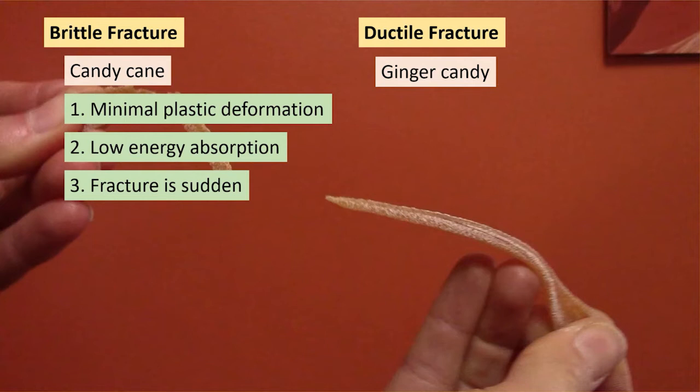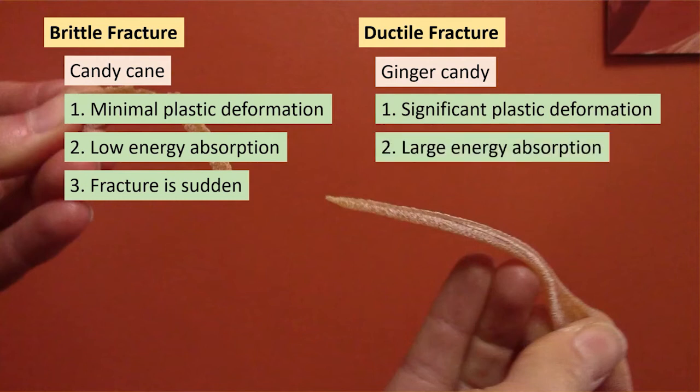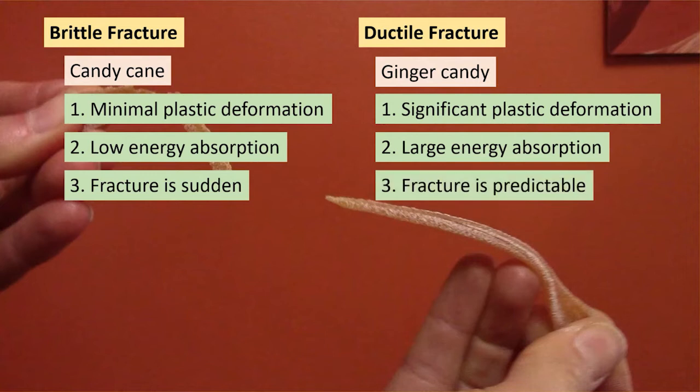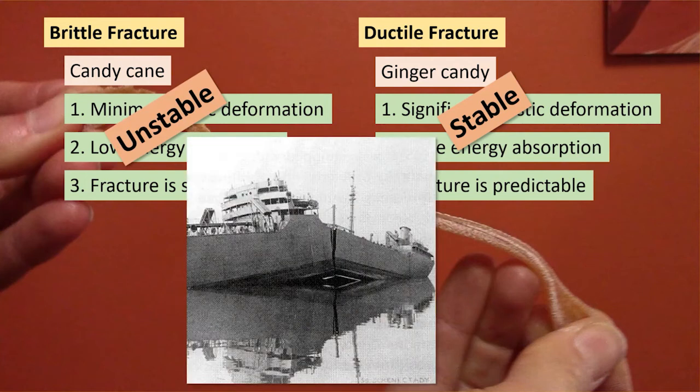Ductile fracture is characterized by significant plastic deformation, large energy absorption by the material, and predictable fracture. This is why we call ductile fracture stable and brittle fracture unstable. Brittle fracture has been known to be catastrophic.